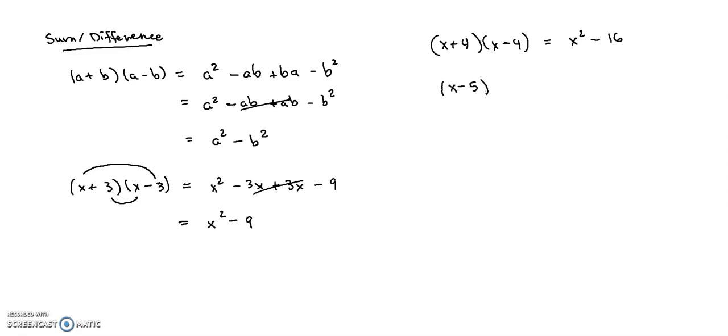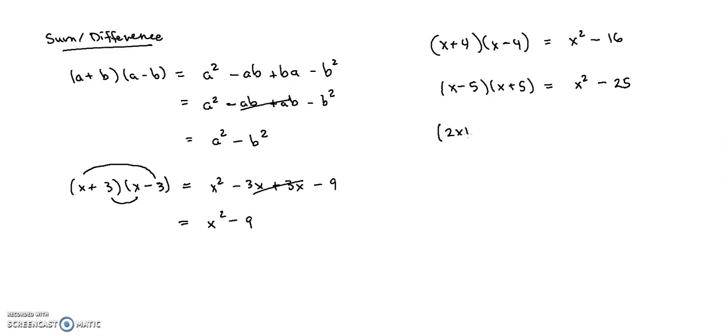Okay, we could have x minus 5, x plus 5. All right, different order, but still the same thing because we know we can reverse these. So we've got sum and difference. So we're going to get x squared minus 25. Okay, first one squared minus second one squared.